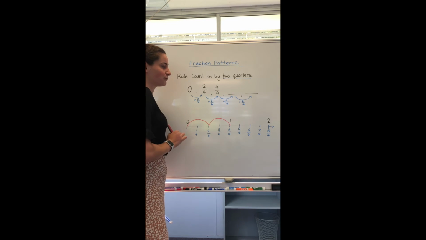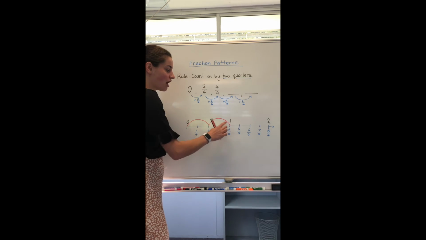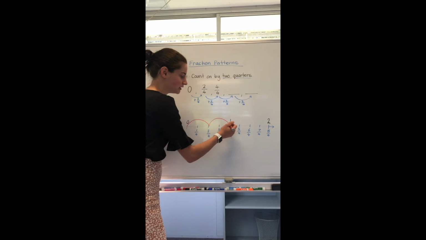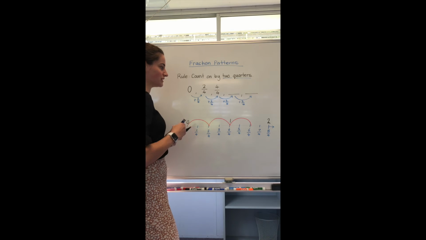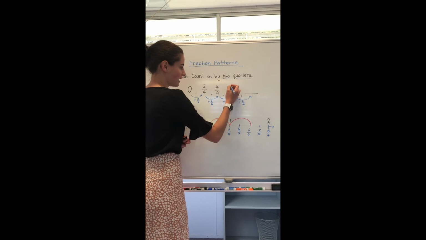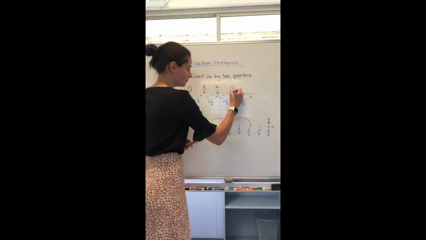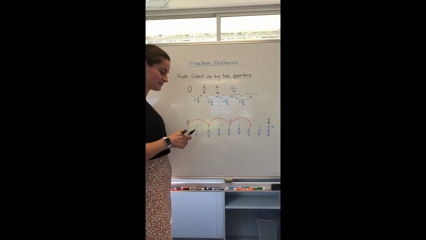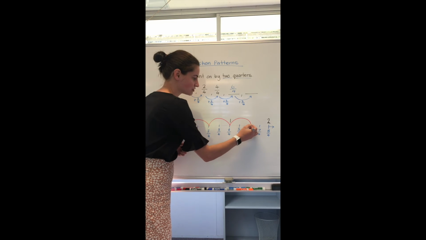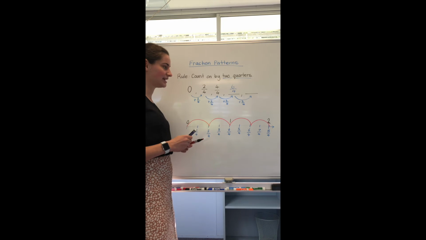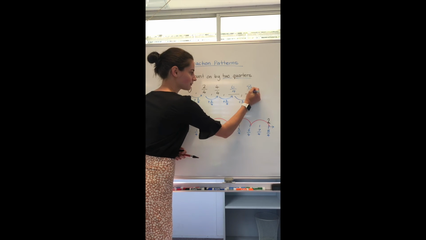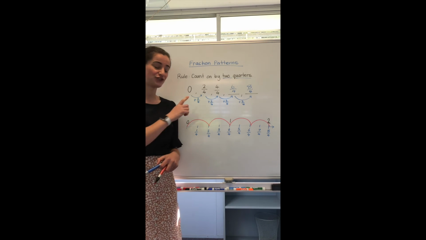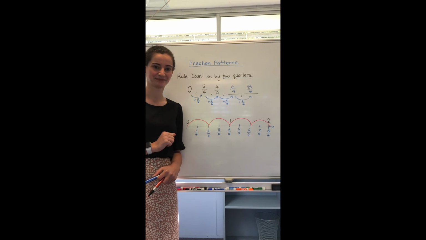If we are looking for our next term, I then have to jump on our number line another 2 quarters to give me 6 quarters. So we can add that to our number pattern. 6 quarters, and we're going to jump another 2 quarters to give us 8 quarters. And there you go, I've finished off my number pattern.